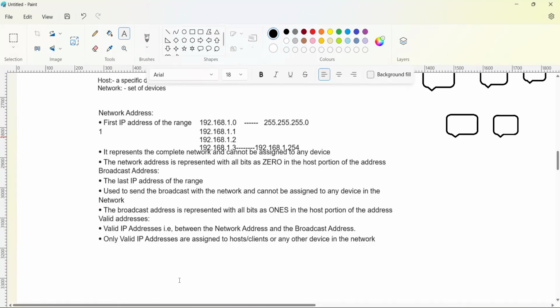And the broadcast IP address, you can assume this is a broadcast IP address, whichever we are giving the subnet mask, that is the broadcast IP address. That is the last IP address of the range.